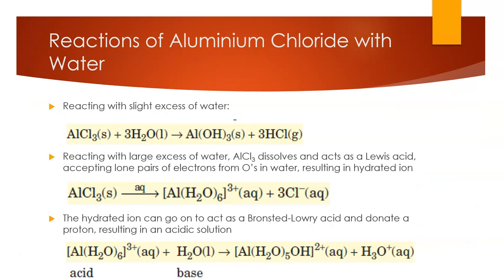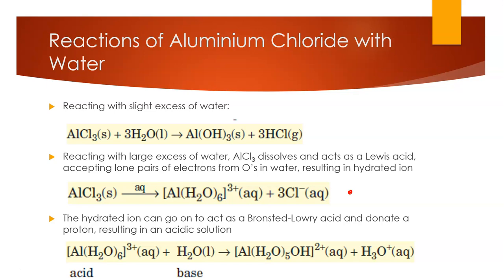When we look at aluminium chloride with water, the aluminium chloride will react with water to form aluminium hydroxide and HCl. So we actually get hydroxides and HCl forming. When we react with a large excess of water, the AlCl3 dissolves and acts as a Lewis acid. And a Lewis acid essentially accepts a lone pair of electrons from the water, forming our aluminium complex that we saw before, which is a complexed ion, which we'll again learn about a little bit later on.